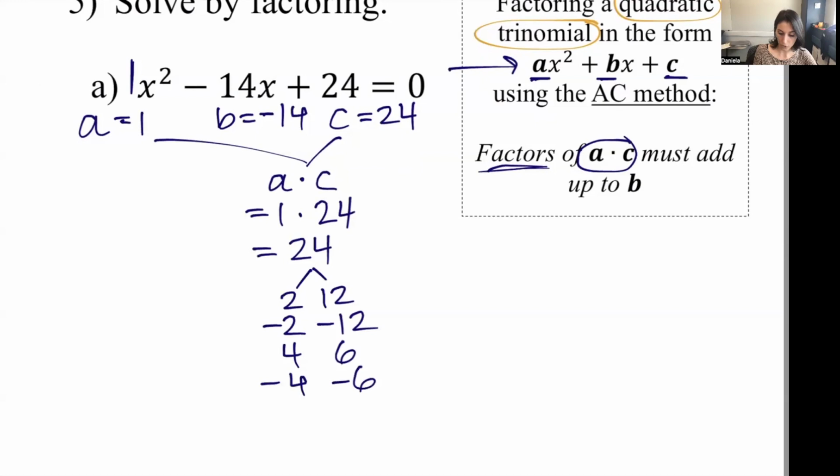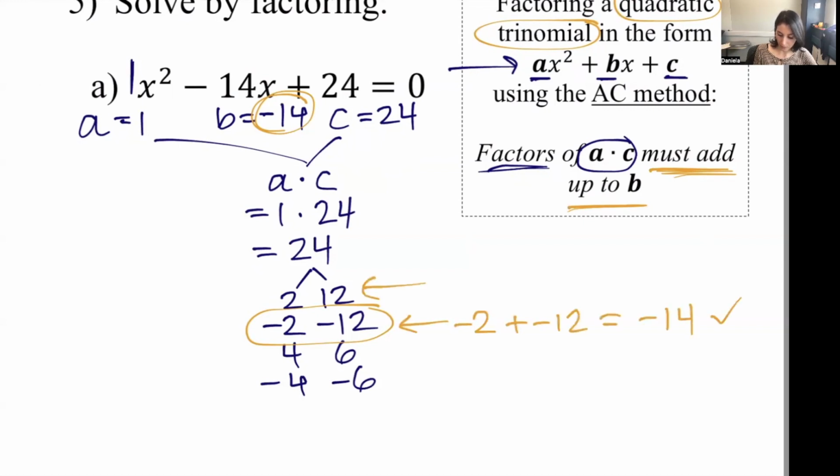How do I know which one I'm going to choose? Once you do your factor tree of A times C, you're looking for the ones that add up to B. B is negative 14, so which one of these adds up to negative 14? These guys: negative 2 plus negative 12 gives me negative 14. If I add these two together, that gives me positive 14. If I add 4 plus 6, that gives me 10. If I add negative 4 and negative 6, that gives me negative 10. So again, I want the ones that add up to B.